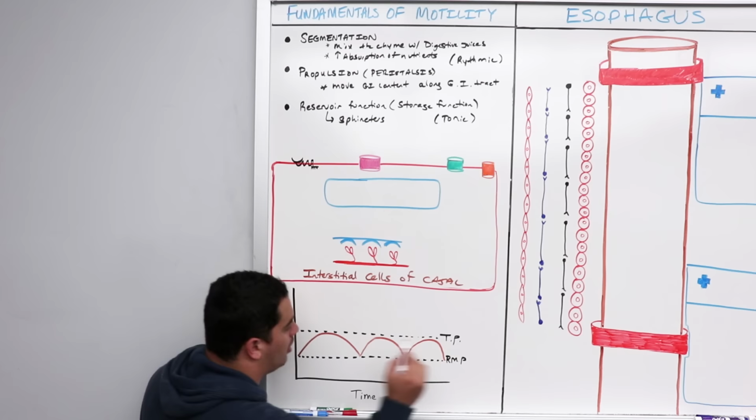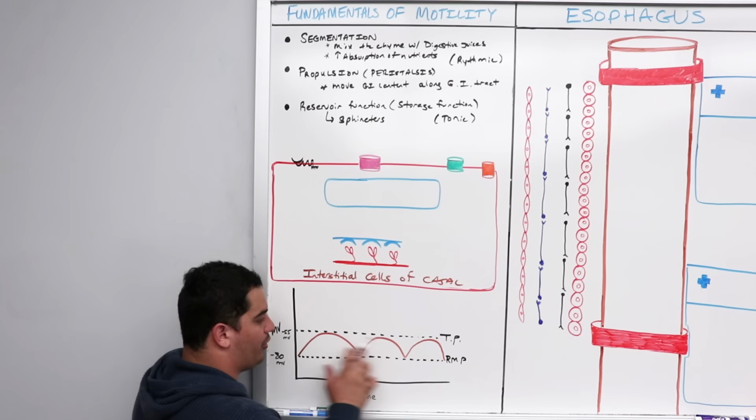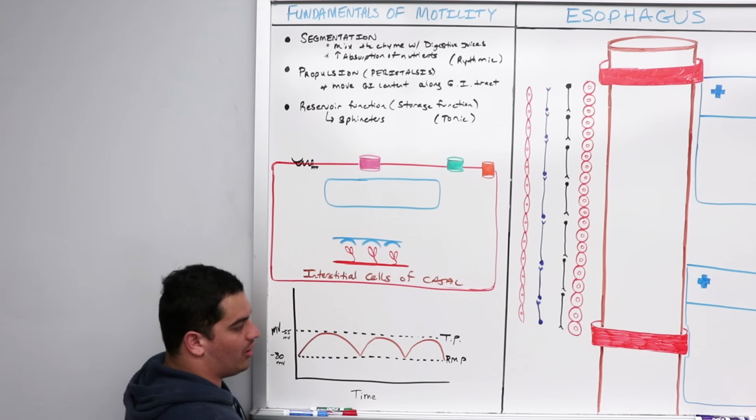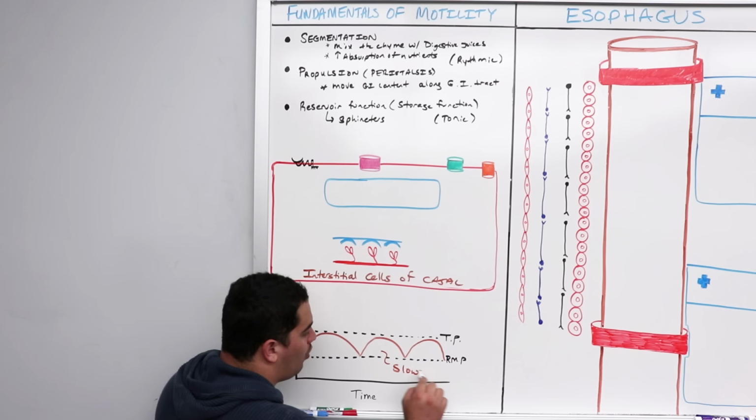We've talked about this in the smooth muscle video. Go check that out if you haven't already. I'm going to go through it pretty quick. But it produces these sub-threshold waves, and these sub-threshold waves here are called slow waves. Now, what causes these slow waves to be formed?